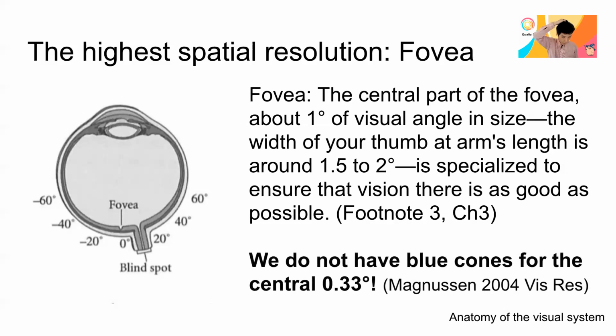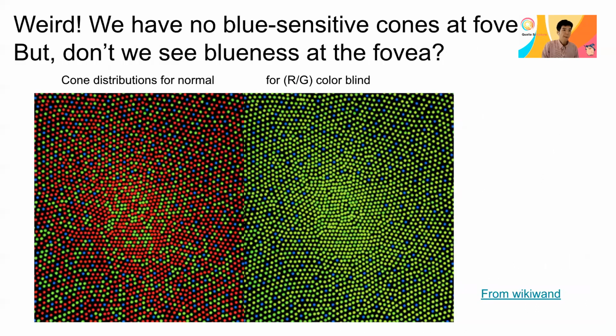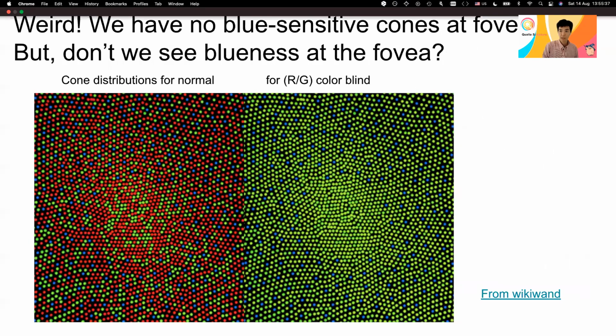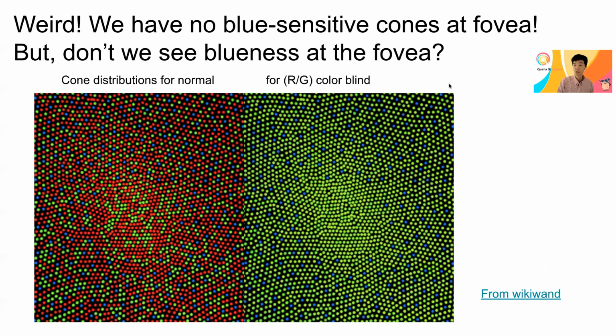But here's a weird fact. We do not have blue cones for the central 0.33 degree. So if you put your finger like this, that's already 1.5, and a fifth of that corresponds to roughly 0.33. And there, the claim is that you don't have blue cones, or short wavelength cones. How can it be? But here's the image of the fovea in terms of cone distribution.